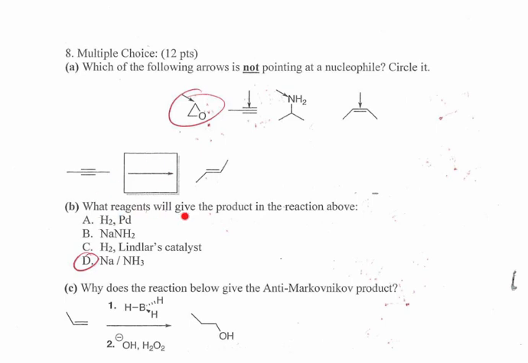For this one, which reagent will give the product in the reaction above? We went from an alkyne to an alkene. It's a trans alkene, so really it should be D. Now I would have drawn in the dot for you because it's sodium metal or lithium. That's the other kind it could be. So that gives you the trans alkene. The first one would give you the alkane. This one doesn't do anything for this. That's a strong base. And then Lindlar's gives the cis.